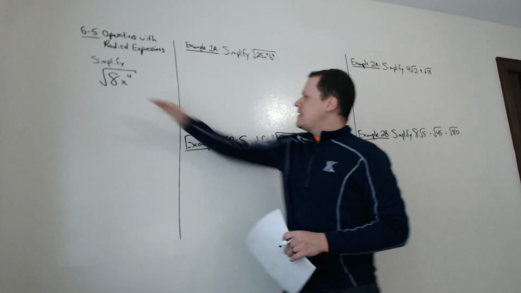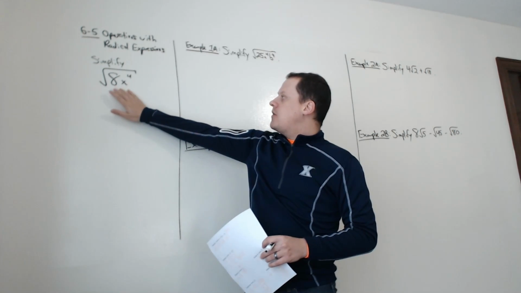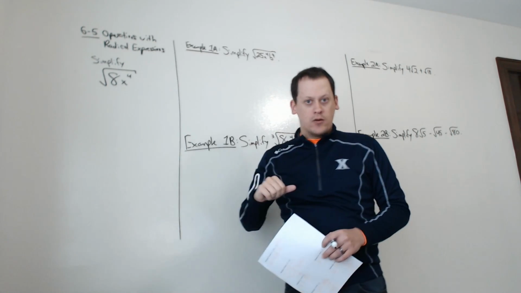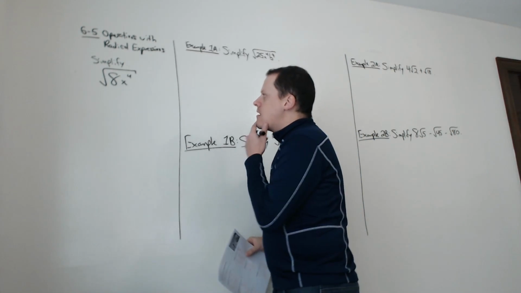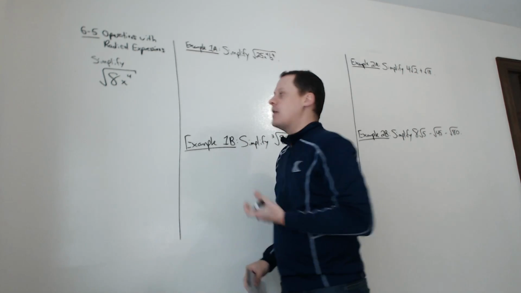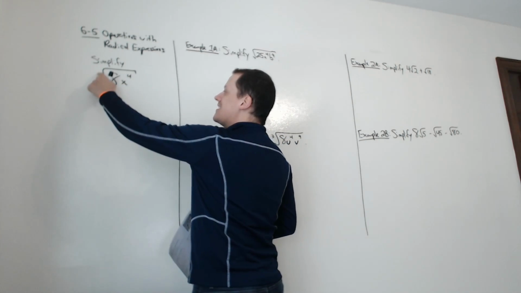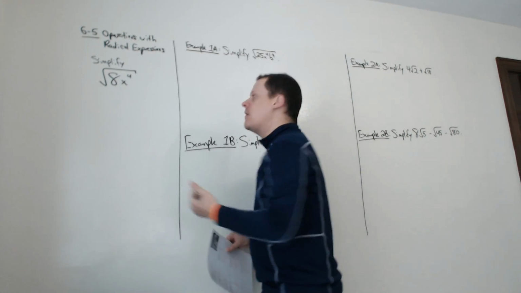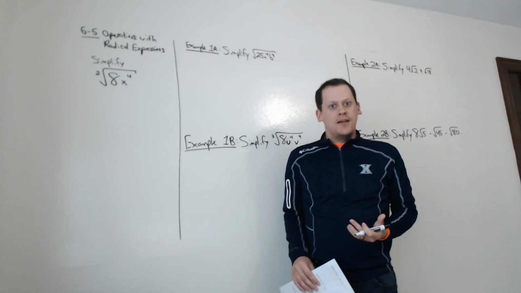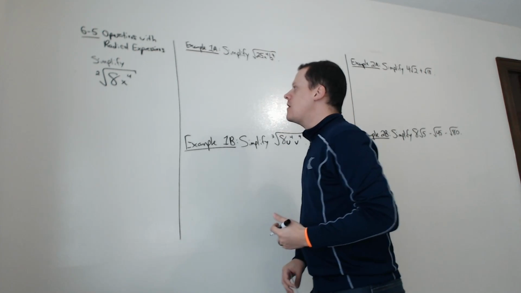So let's start with something like this. Let's say we want to simplify the square root of 8x to the fourth power. It might be good to get into the habit whenever you see a square root that doesn't have the root number, to go ahead and put a 2 there. If that root number is not there, it's a 2.